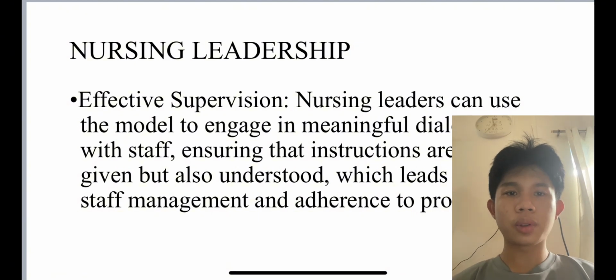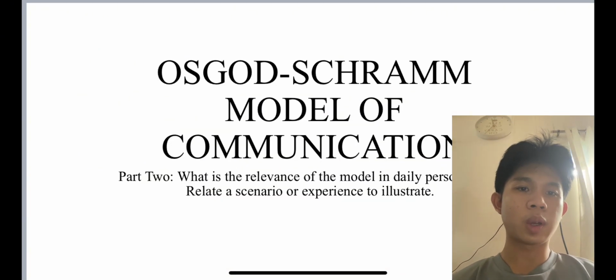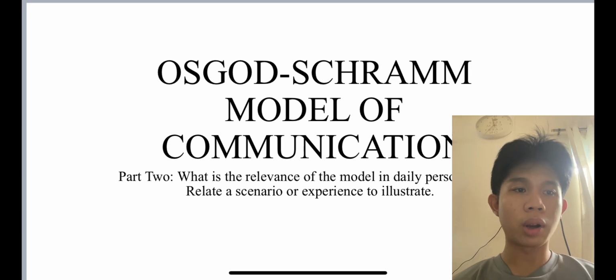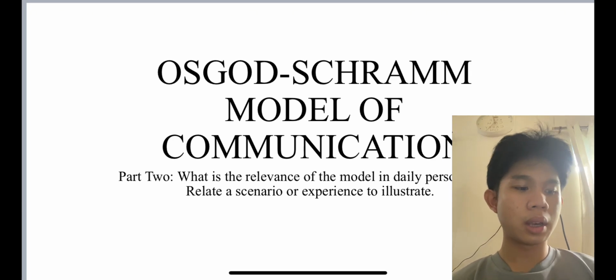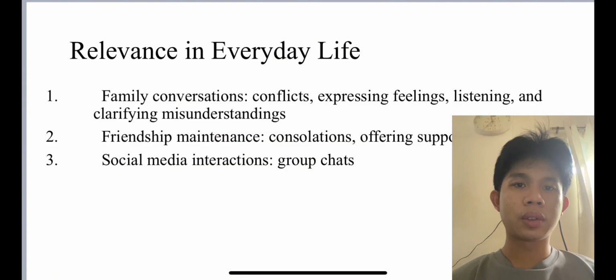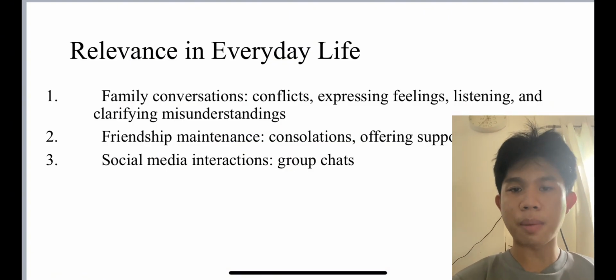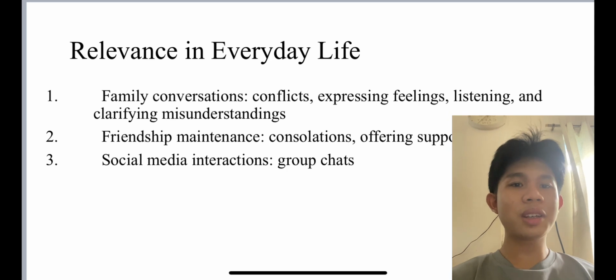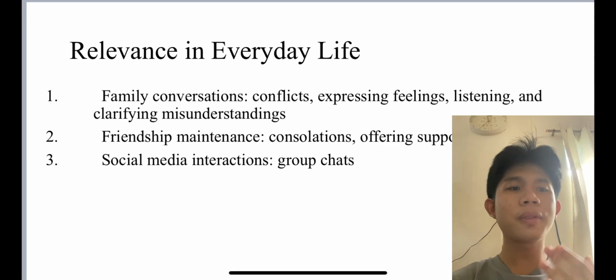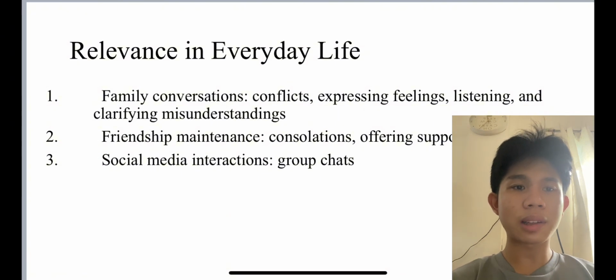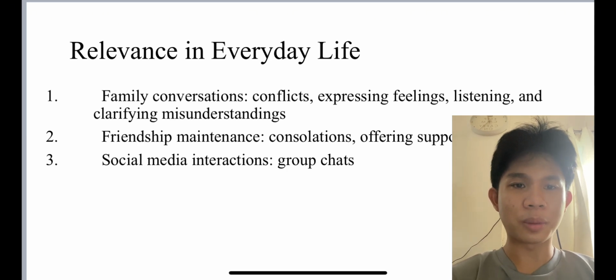And we now go to part 2 of our report, which is the relevance of the model in our daily personal life. We might also relate a scenario or experience to illustrate our answer. These are the relevance of the Osgood-Schramm model in our daily life. Beginning with our homes, we have our family conversations, we have conflicts, we express our feelings, we listen and clarify misunderstandings. And of course, that is always happening to us daily in our homes.